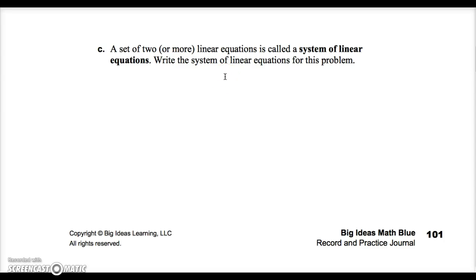So when they just simply say, write the system of equations, all you're going to do is write those 2 formulas. The first one was C equals 10x plus 500. The second one, R equals 60x. All you do is write those 2 equations, one stacked right on top of the other one. And that's your system.